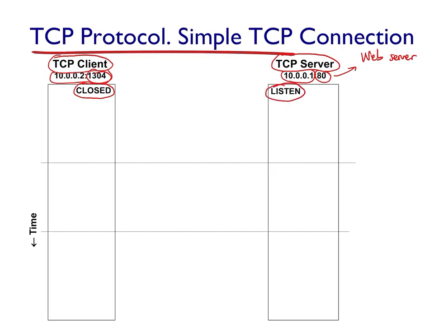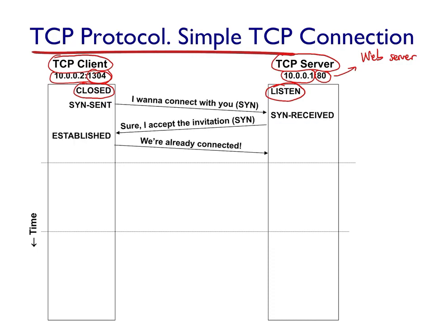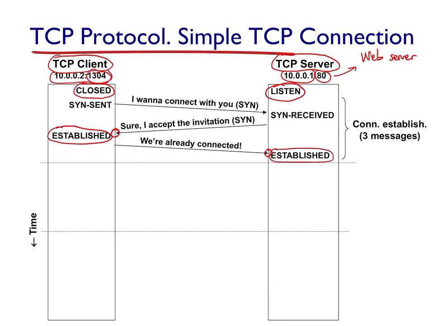listening for incoming connections. So the client will send a SYN, I want to connect with you. The server will accept, sure, I accept the invitation. And then the final message in the three-way handshake is the, okay, we are already connected. At that point, the client has the connection established. At that point, the server has the connection established. So this is an example of a normal connection establishment with three-way handshakes, three messages: SYN, SYN ACK, and ACK.